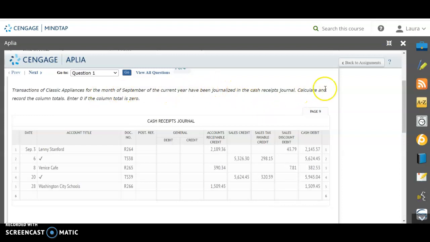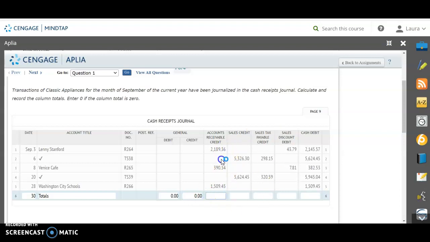In the cash receipts journal, we're going to calculate and record the column totals, enter 0 if there is nothing to add. So notice in the general debit and credit, there's nothing there, so we're going to use 0. The last day of the month is the 30th here. We're going to write the word totals because there's more than one column. And we're just going to add each column together. So obviously these two are both 0. And we're just going to add straight down.